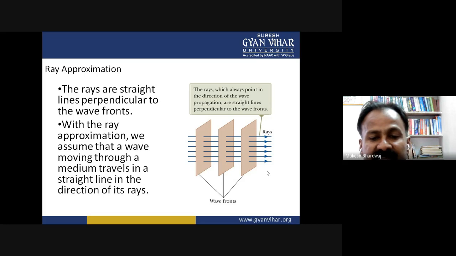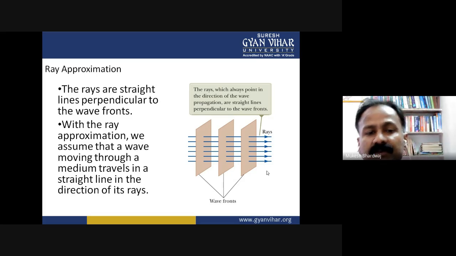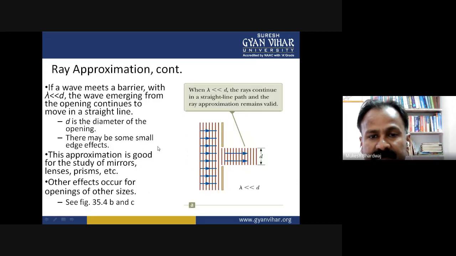Depending on the shape and size of the source, a point source gives a spherical wavefront, a line source gives a cylindrical wavefront, and a source at infinity gives a plane wavefront. A line drawn perpendicular to the wavefront is called a ray of light, and represents the direction of propagation of the light wave. So, this is the wavefront explanation. With the ray approximation, we assume that the wave moving through a medium travels in a straight line in the direction of its rays.